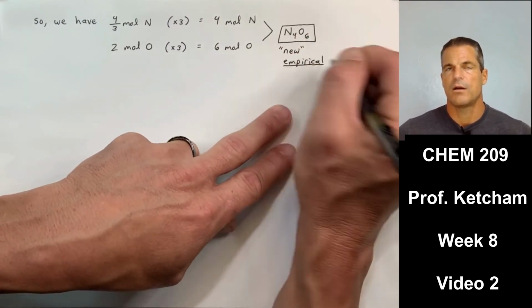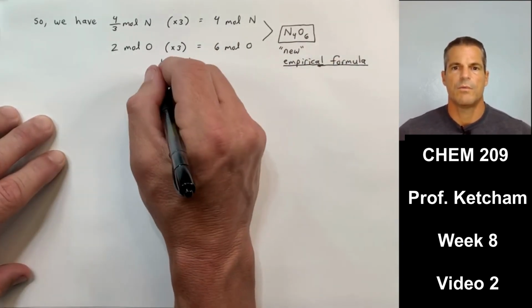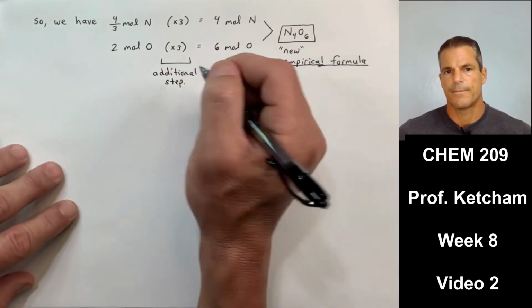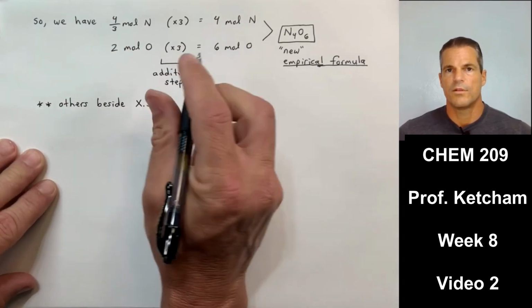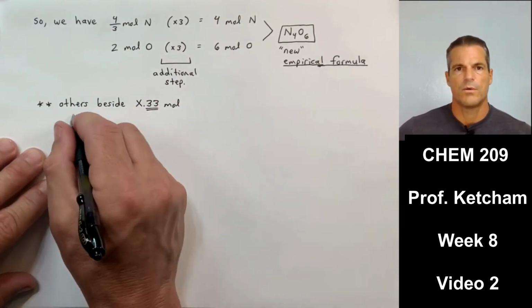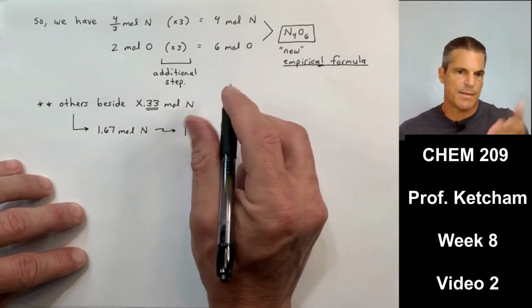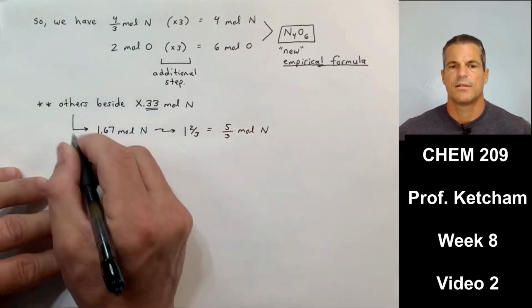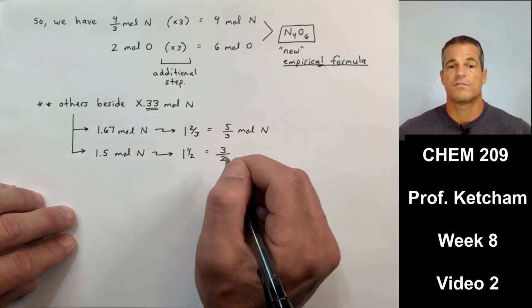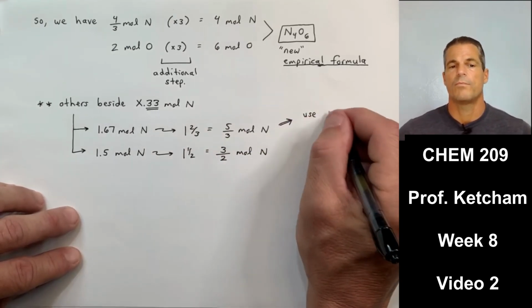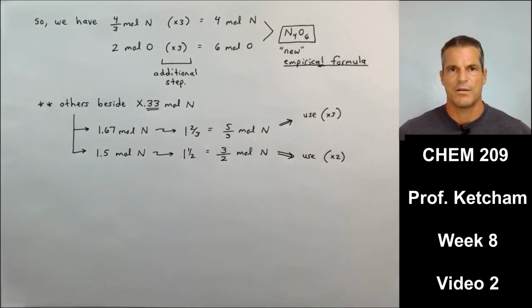All right, that would be our new fixed, improved, if you will, empirical formula, and then we could go from there. So that little additional step happens when you have something like a 1.33 or a 1.67 or a 1.5, a 1.25, a 1.75. You see the example I'm doing right here. You could have 1.67 moles of N, which is 5/3 moles of N. You can have 1.5 moles of N, which you know is 3/2. And you just multiply by the denominator to get it to a clean number.